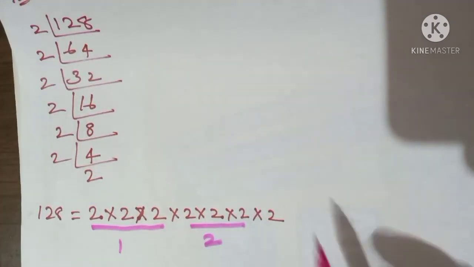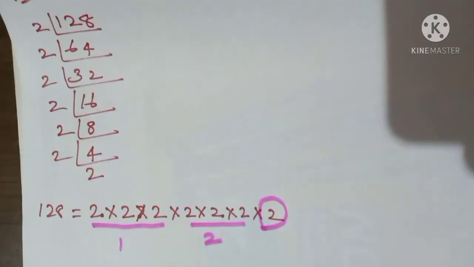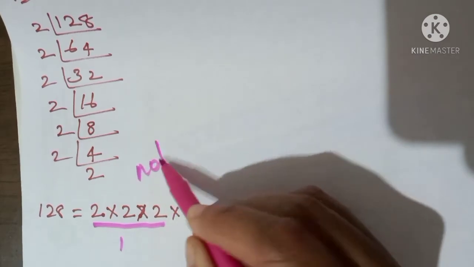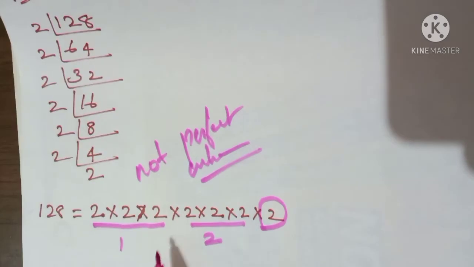And can you see here? Here this 2 is single. We don't have the third group. There is only 1, 2. So we can say this 128 is not a perfect cube. Why? Because this is one group, this is second group, but the third group has only 1, 2. So this is not a perfect cube. Okay, children. This is how you do your homework problems. Now let's see the next part.